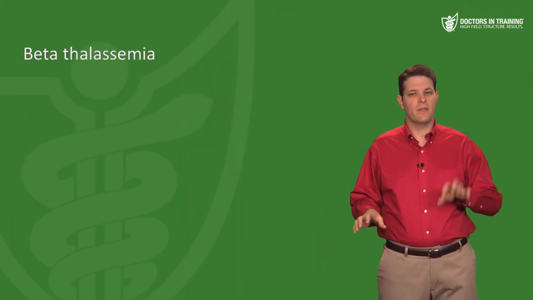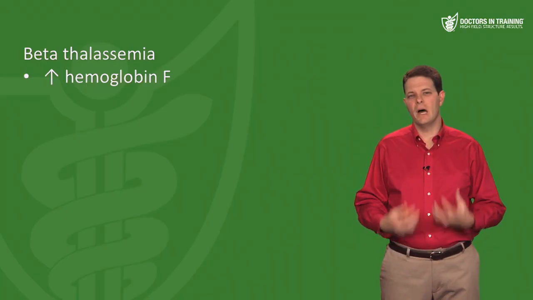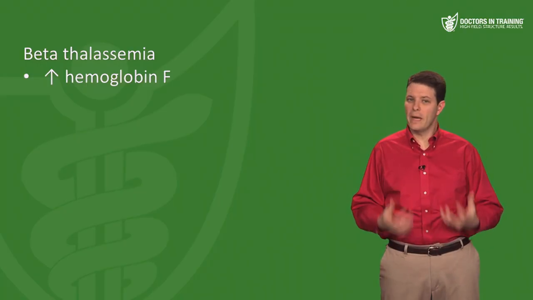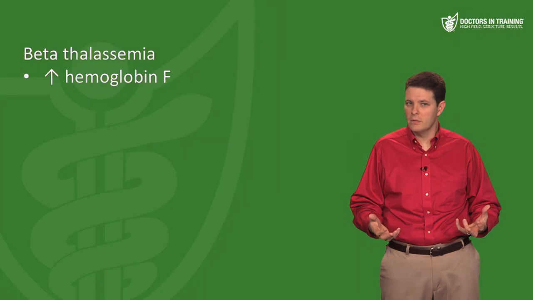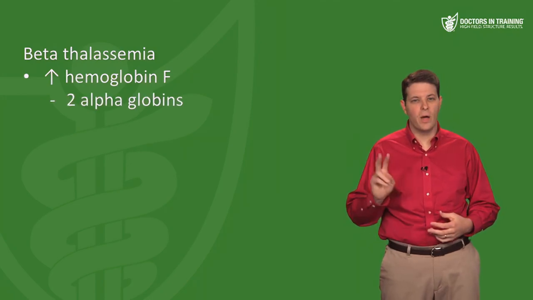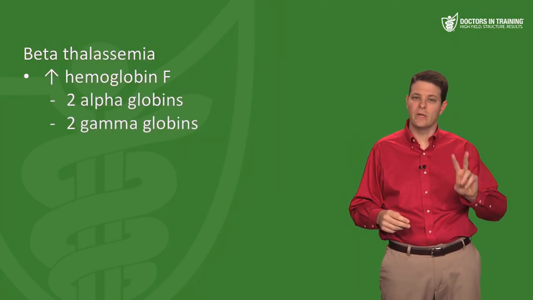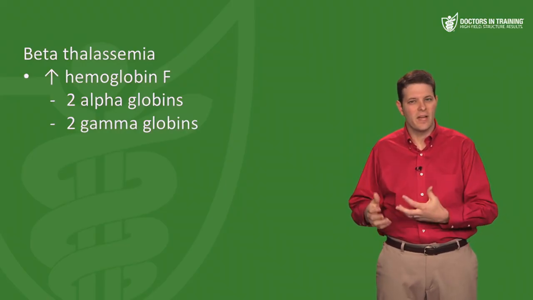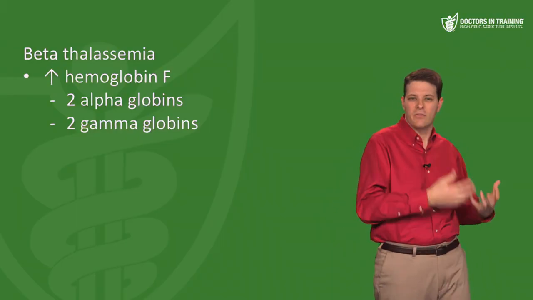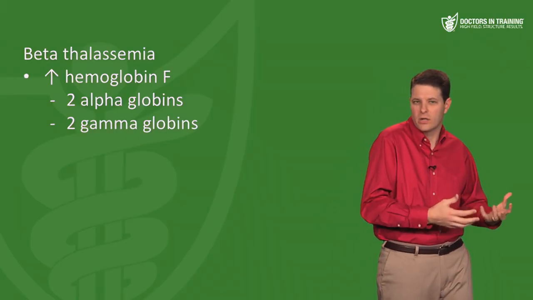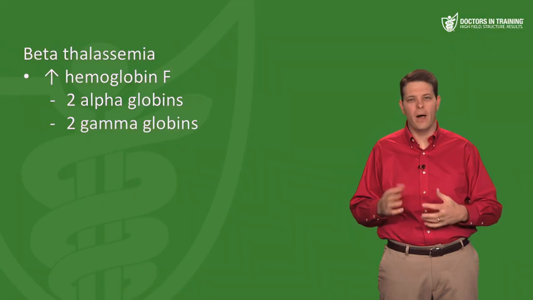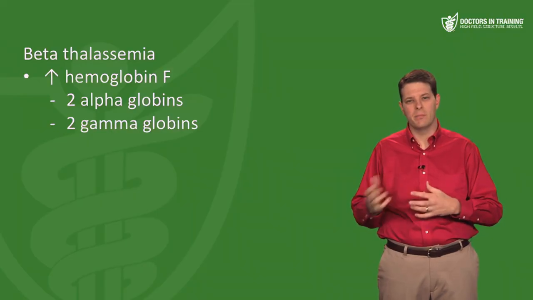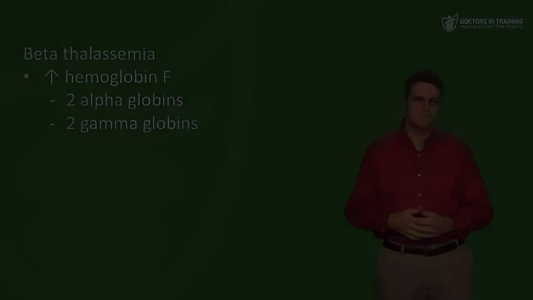And in both thal major and thal minor, you have increased hemoglobin F, which just makes sense. If you have no beta chains, how else are you going to make hemoglobin? Well, you're going to use hemoglobin F, which is 2 alpha globins, which you have plenty of, and 2 gamma globins. It can also get very complicated if you are heterozygous for a beta globin mutation and for a hemoglobin S mutation, which causes sickle cell disease. That's going to cause mild to moderate sickle cell disease, depending on how much beta globin is actually being produced.